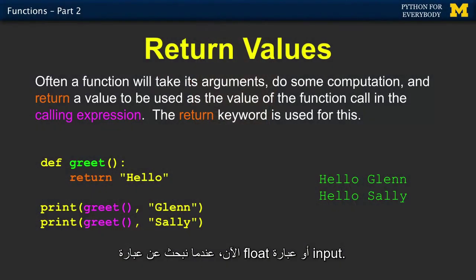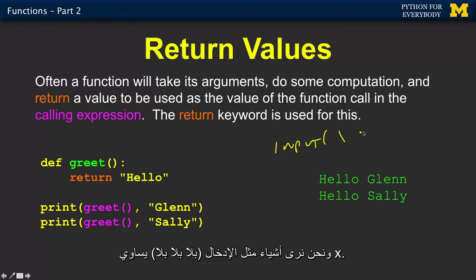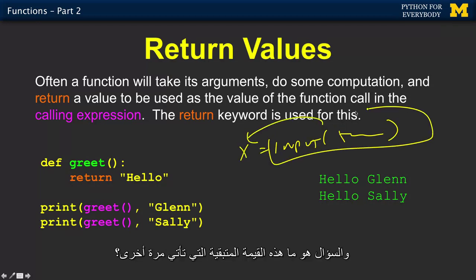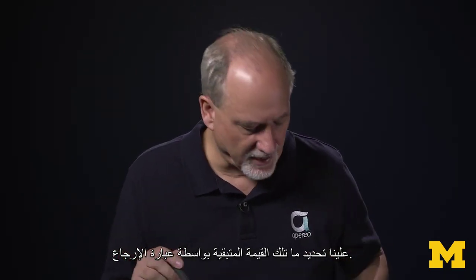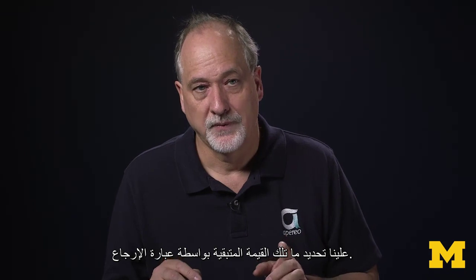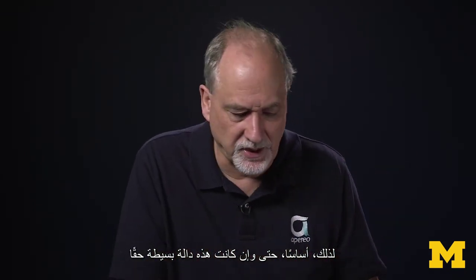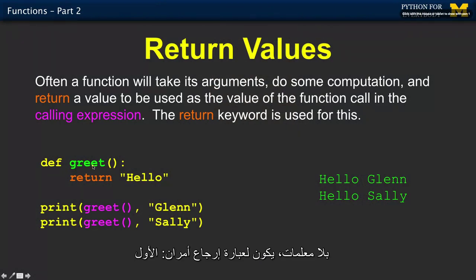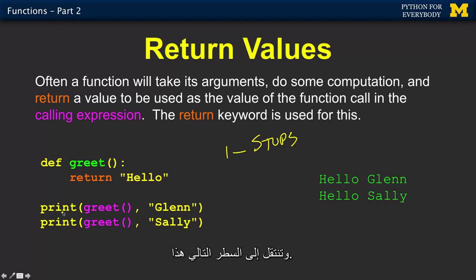Okay. Now, when we're looking at like the float statement or the input statement, we see things like input, parenthesis, blah, blah, blah, parenthesis equals x, right? And so we're going to assign something. The question is, what is this residual value that comes back? And within the function, we as the writer of the function get to determine what that residual value is by the return statement. So basically, even though this is really a trivial function, has no parameters, the return statement does two things. One, it stops the function, and it jumps to that next line, right? But two, it also determines the residual value.